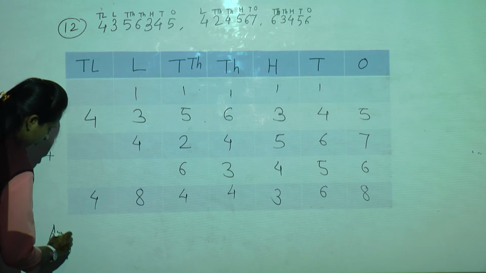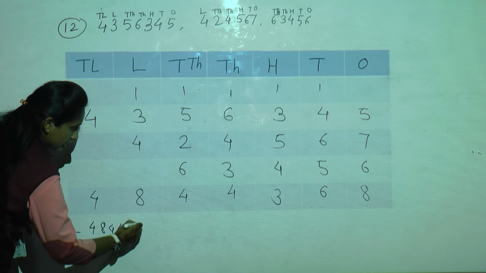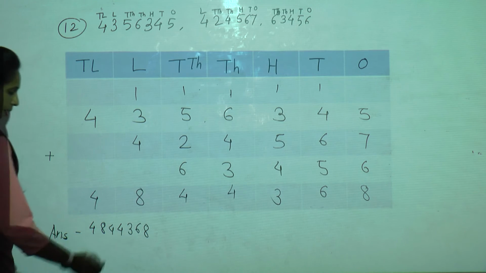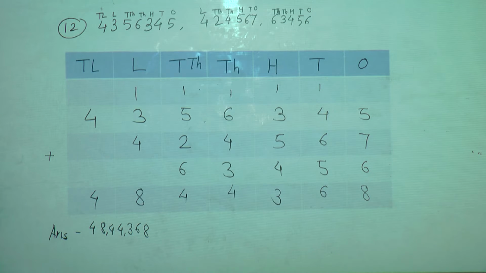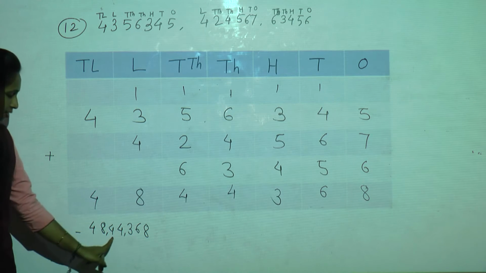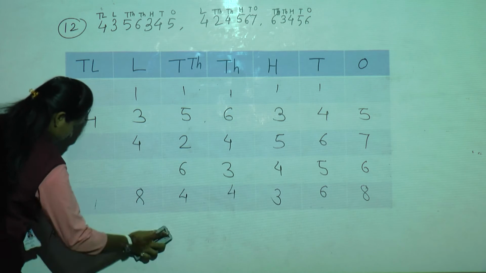So what is the answer we got? 4,84,436... give a comma after 3 digits, then after 2 digits. So the answer is 48,44,368. Understood? Yes students, got it? Clear till here? Yes. Now the remaining sums are very easy. Which are hard I have solved. The remaining you are going to solve on your own.